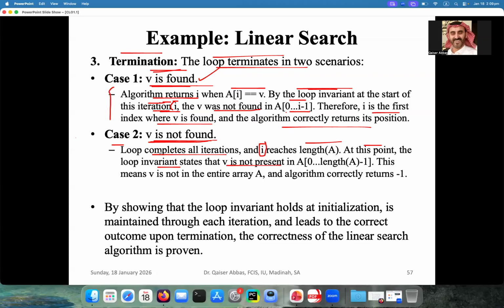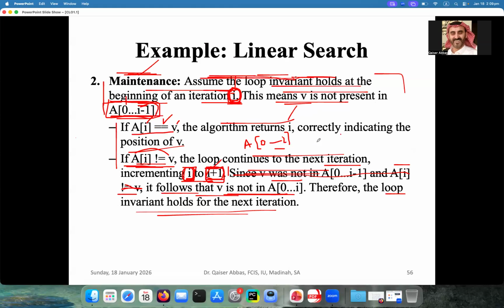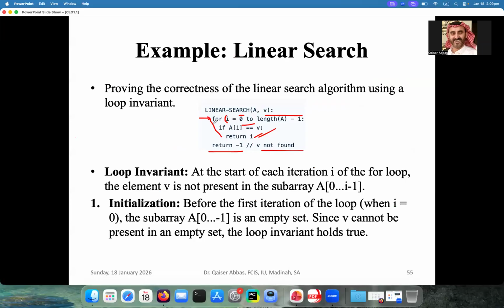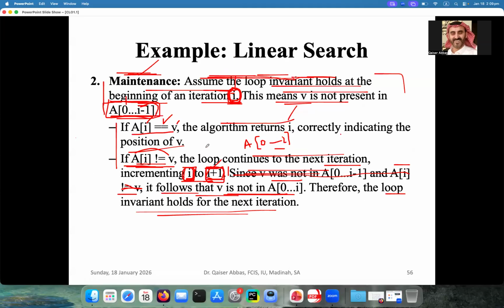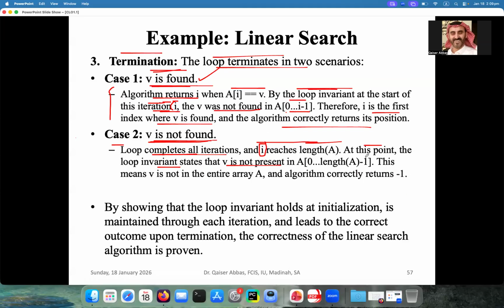So again, the loop completes all its iterations and i is reaching length of A. The control is coming here: return minus 1. At this point, the loop invariant states that V is not present from 0 to length of A minus 1, because here your i is equal to length of A when you have not found the element.